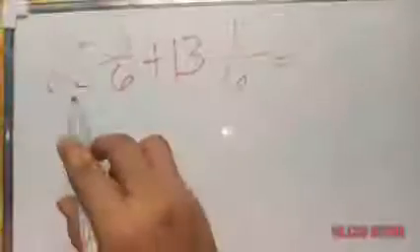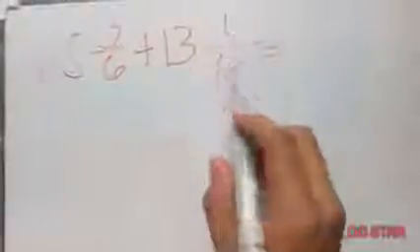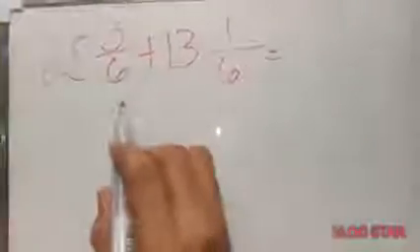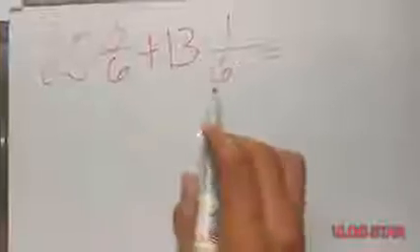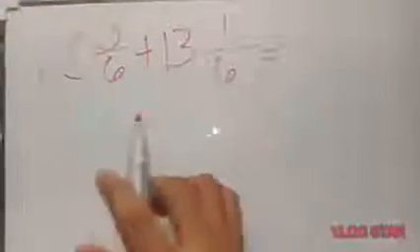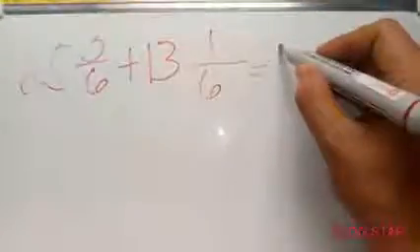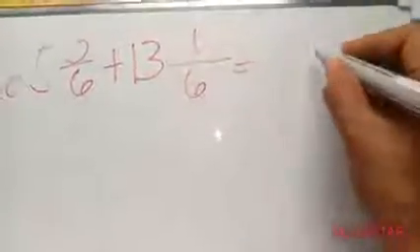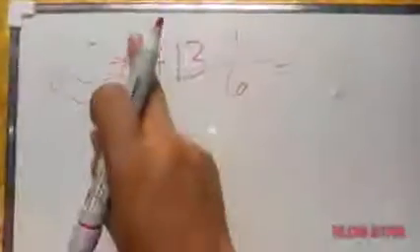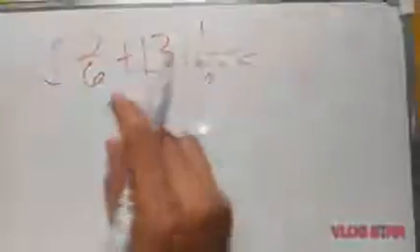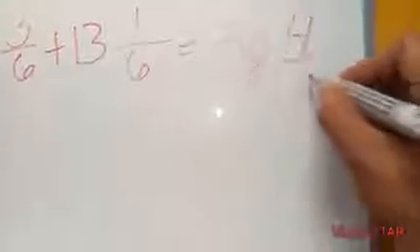For example, 25 and 3/6 plus 13 and 1/6. As you can see, their denominators are equal. So just add the whole numbers, 25 plus 13, the answer is 38. Then add the numerators, 3 plus 1, the answer is 4. Then copy the common denominator, which is 6. So the answer is 38 and 4/6.